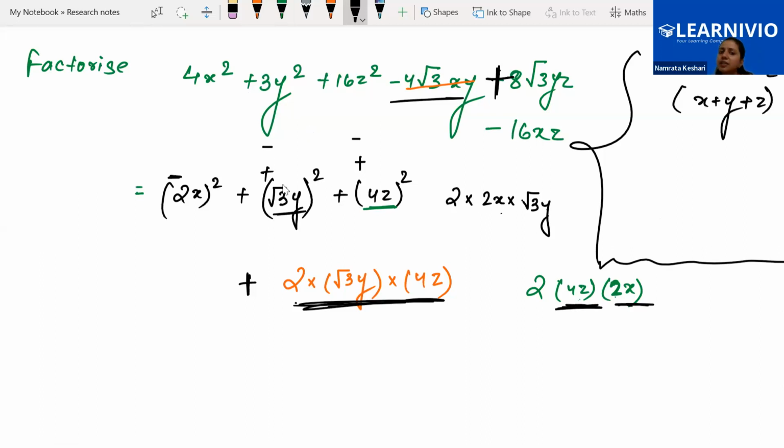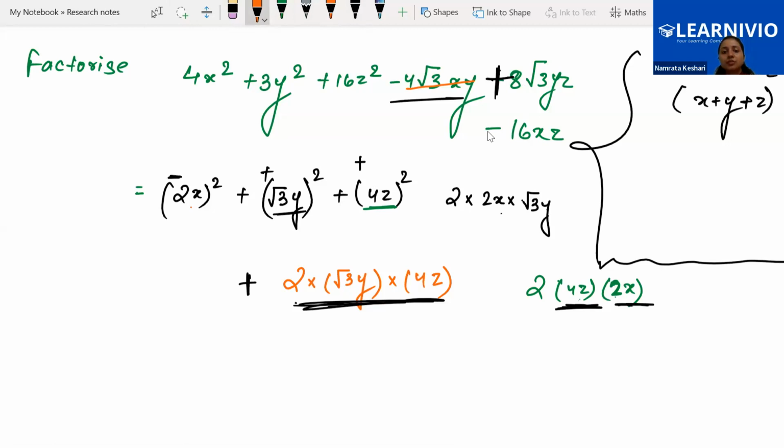Yes, Anam, can we take the first term as a negative, second as a positive, third as a positive? Can we? Will it work? Let's check. Okay.